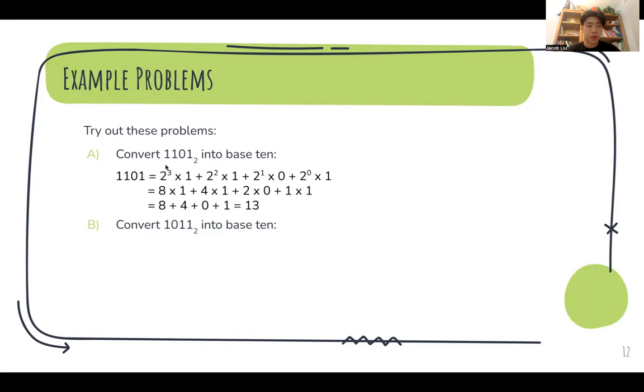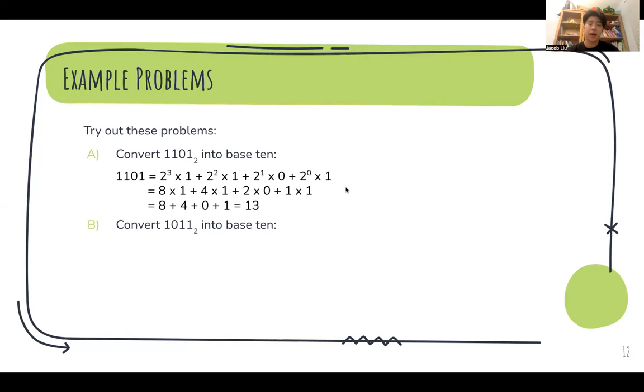We'll start with A. Okay, so A says convert 1101 into base 10. So 1101 is equal to 2 to the power of 3 times 1 plus 2 to the power of 2 times 1 plus 2 to the power of 1 times 0 plus 2 to the power of 0 times 1.